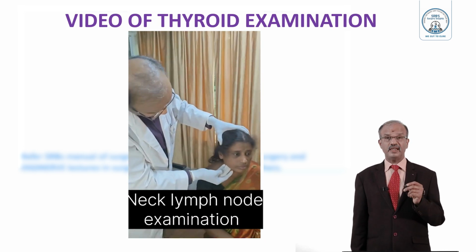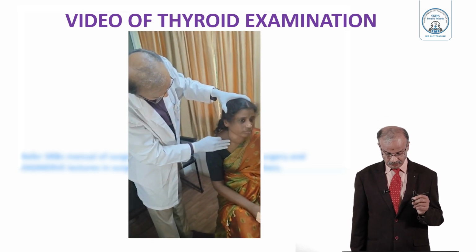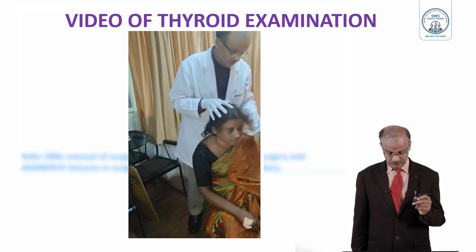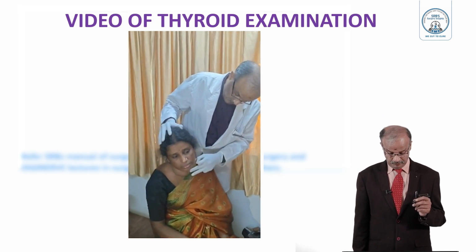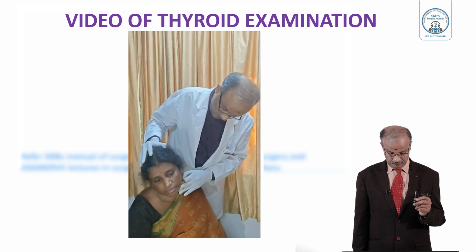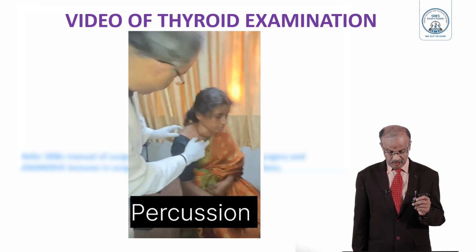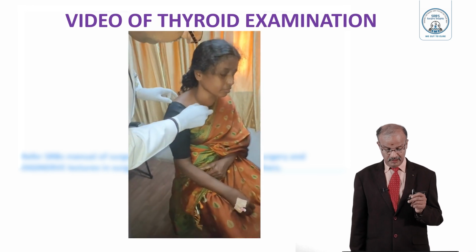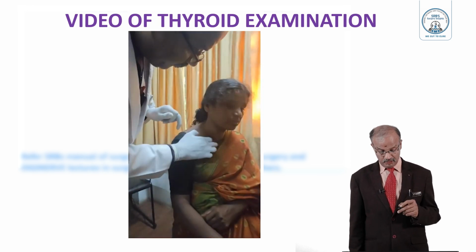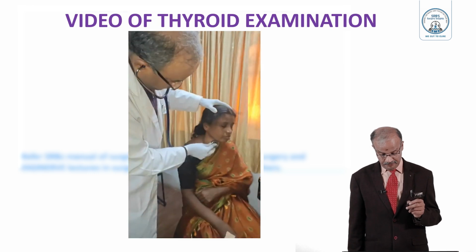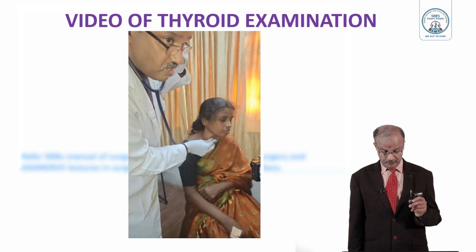Neck node levels: 1A, 1B, 2, 3, 4, 5, 6. Percussion, direct method. Some people say indirect method also. Direct method is the ideal thing. Both can be done, of course. Auscultation over the superior pole of the thyroid for bruit, that's important.